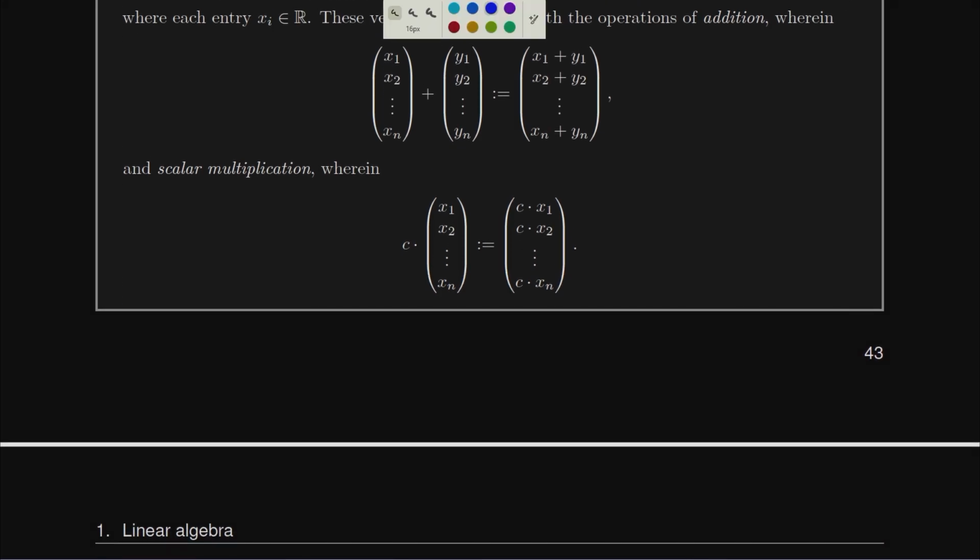In this sense, if we want to add two of these points together and we represent them as vectors, we're just going to add straight across horizontally any two pieces together. So we'll get x1 plus y1, x2 plus y2, and xn plus yn. And if we want to multiply these vectors by a coefficient, we're just going to distribute the coefficient to every entry and recover cx1, cx2, cxn.